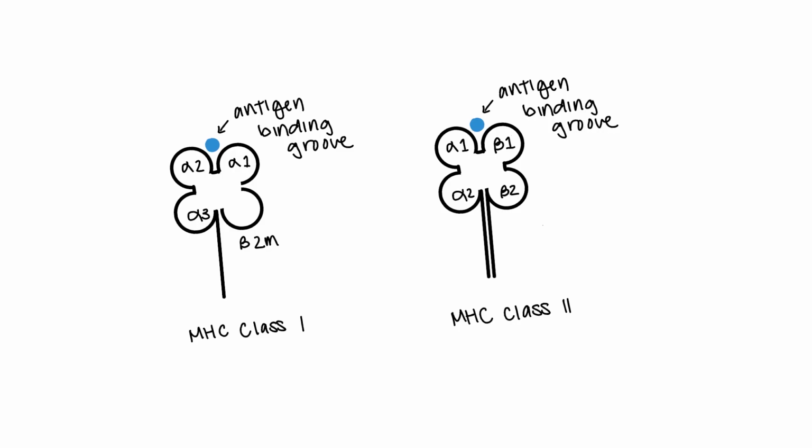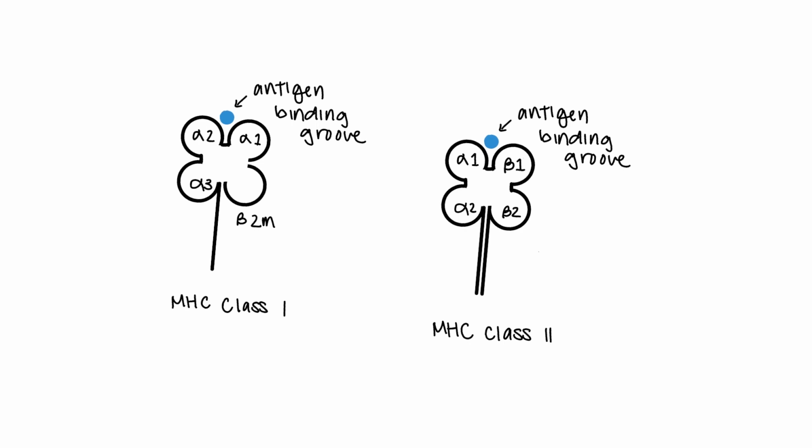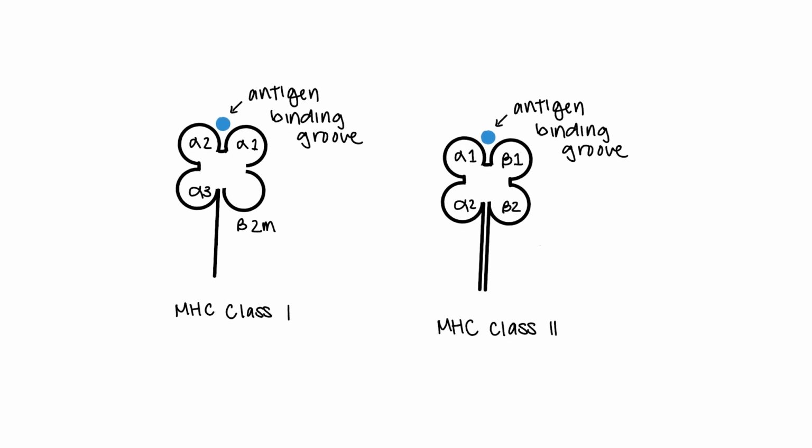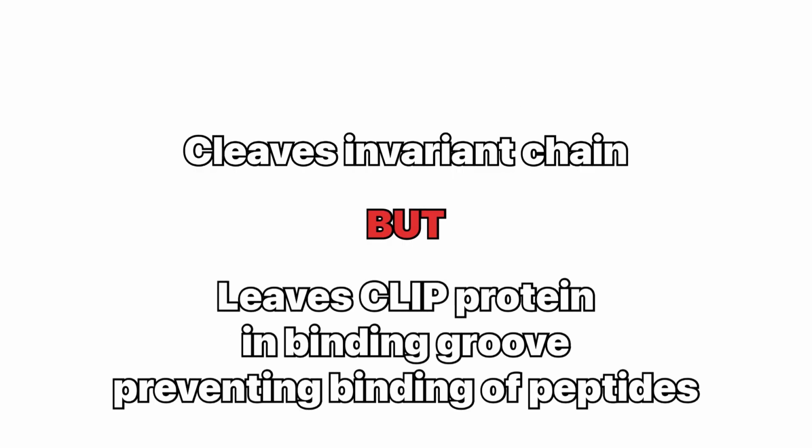MHC Class II molecules are also synthesized in the ER, however they associate to form a complex with the invariant chain, and then this protein complex buds off into a vesicle. Vesicles are acidified into an endosome, which cleaves the invariant chain but leaves a CLIP protein in the binding groove of the MHC Class II molecule to prevent binding to other proteins during transport. These endosomes are then able to fuse with other endosomes that contain degraded peptides.